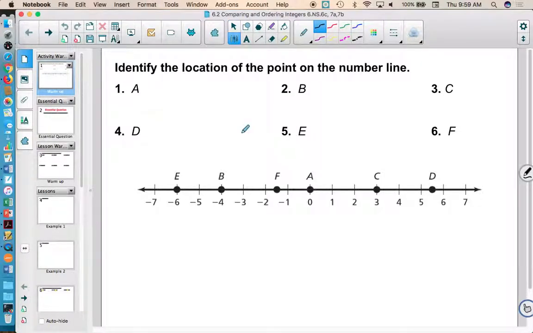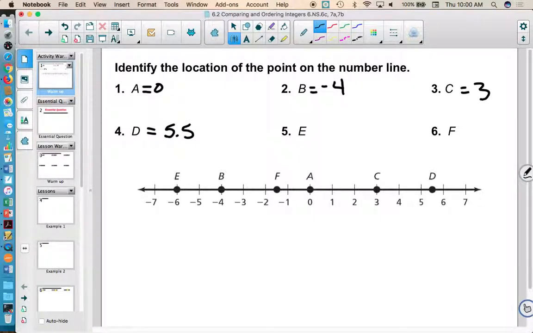What's that location, Tyler? 0. A equals 0. What about number 2? Where is B on the number line? Where's it at, Talon? -4. What's the location of C? What is the location, Chloe? Chloe says that is number 3. What about the D? D is located where? Ben? 5.5. Good.